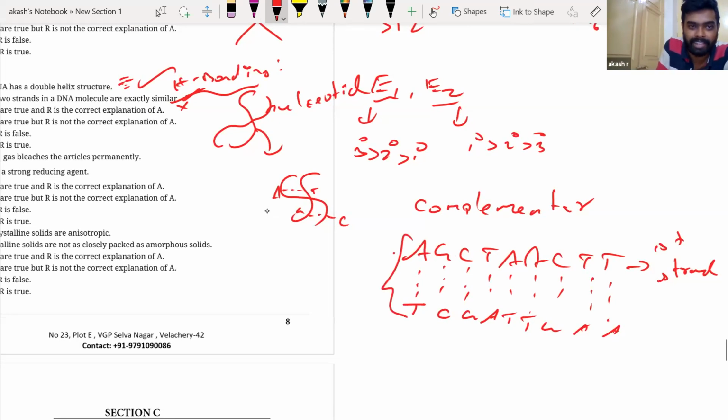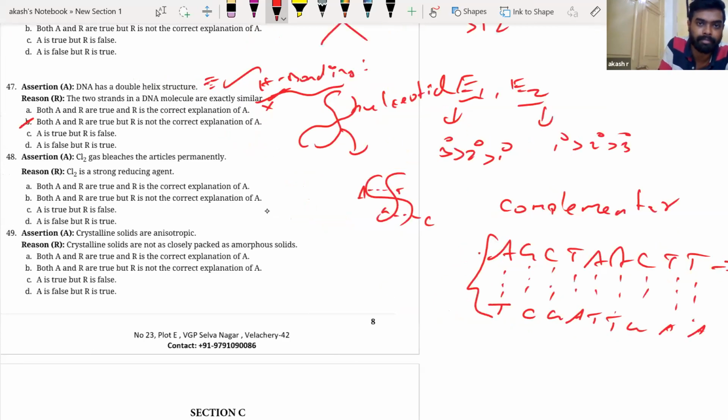So they are not exactly similar, people. They should be complementary. So B is not the answer. A is true, but R is false. C is the correct answer. Thank you so much.